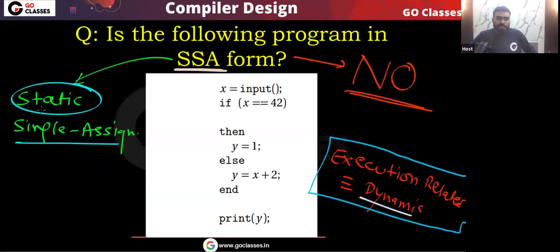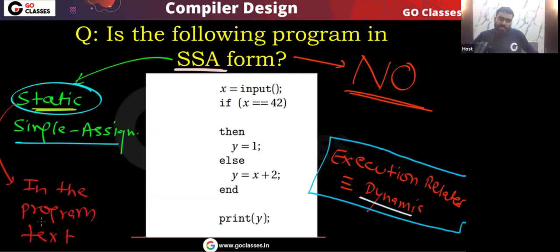Static single assignment simply means in the text. The word static means in the program text. Just look at the program text. In the program text, single assignment should happen. We don't care what happens during the execution. This SSA does not care what happens during the execution. During the execution, any variable can be assigned an infinite number of times. I don't care. But in the text, every variable should be assigned at most once.